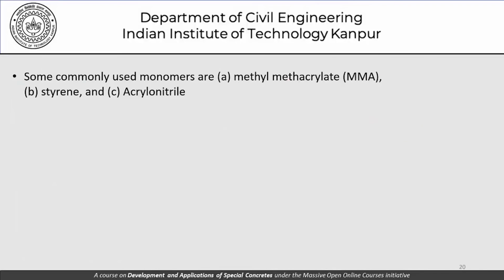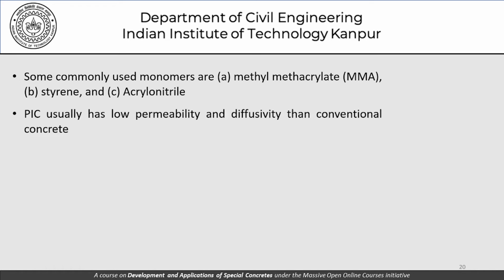Now, some commonly used monomers in this case are MMA, our good old friend from the polymer concrete time, styrene, and acrylonitrile. The PIC usually has lower permeability and diffusivity than conventional concrete. That's obvious because you have already filled some of the pores in the concrete. So the permeability and diffusivity will obviously go down.